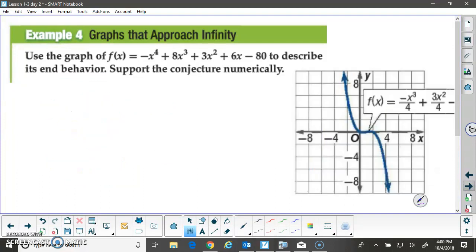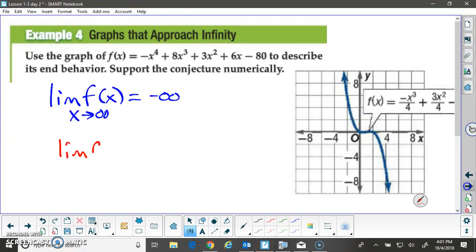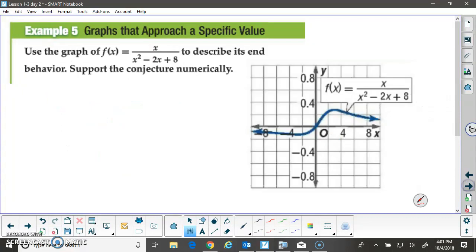Here's another graph. You can see that the right end is going down, so we'll answer that with negative infinity. And the left end is going up. So that's how we write the end behavior. Again, blue represents the right end, and the red represents the left end.